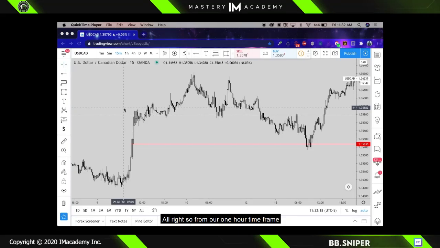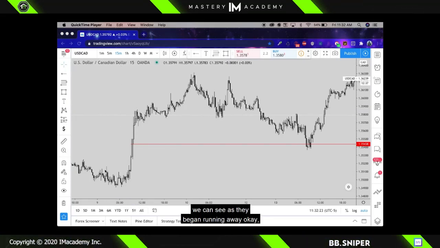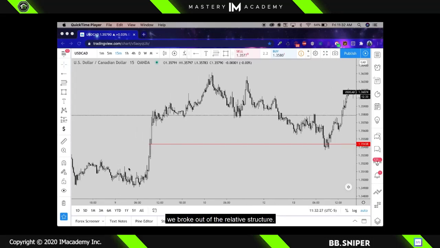All right, so from our 1 hour time frame down to our 15-minute, we can see as they began running away, okay? We broke out of the relative structure. We're running away now, and you can see that they're driving price up and down to clear up the price action. First things first, this is our 50%.